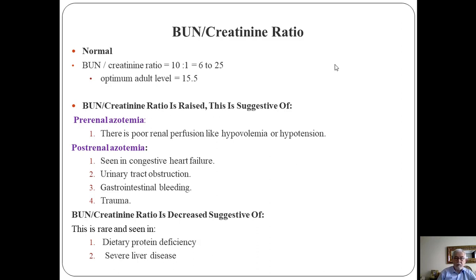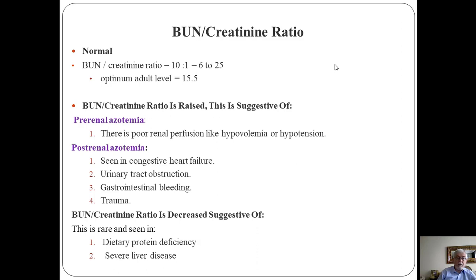If the BUN creatinine ratio is raised, this is suggestive of renal azotemia. In this case, there is poor renal perfusion like hypovolemia or hypertension. It is related to renal problems. Also, sometimes post-renal azotemia causes the BUN creatinine ratio to rise, such as congestive heart failure, urinary tract obstruction, and gastrointestinal bleeding and trauma.